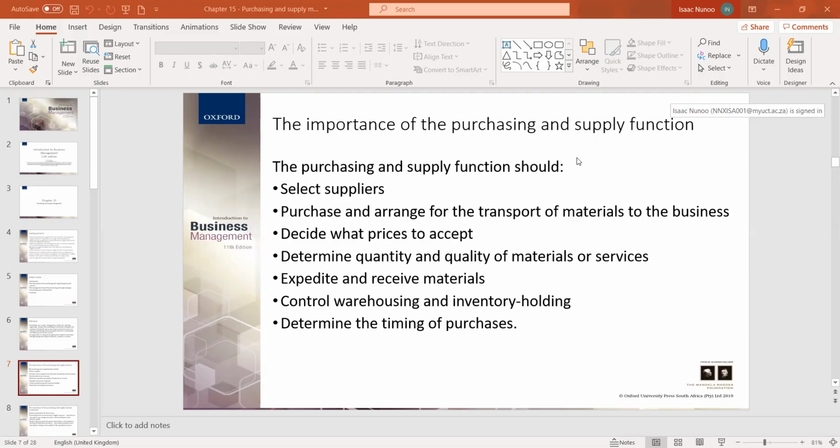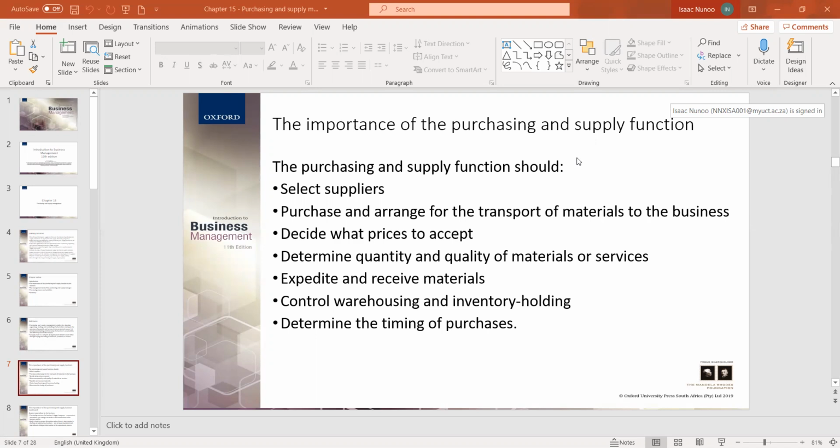in terms of your business operations? Another purpose of purchasing and supply is to purchase and arrange for transport of materials to the business. In terms of purchasing and arranging for transport, sometimes your suppliers can give you transport. Sometimes you should make sure that where you are purchasing, there is some transport network that will be able to move the resources or the goods or the materials, whether a finished good, to the needed location, whether to the final consumer, to the warehouse, or to the business enterprise where operations are going on.